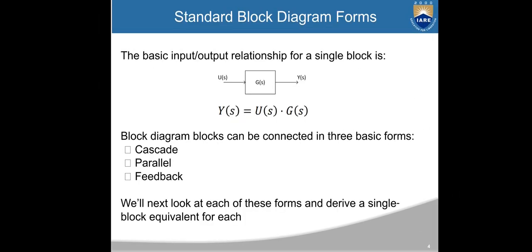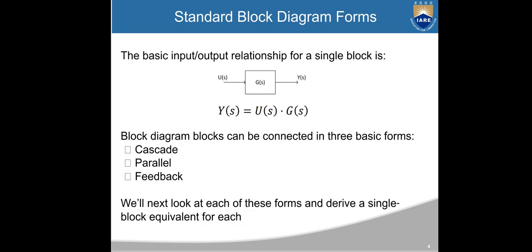Standard block diagram forms. The basic input-output relation for a single block is that U of s gives rise to Y of s through G of s. Y of s is equal to U of s times G of s.